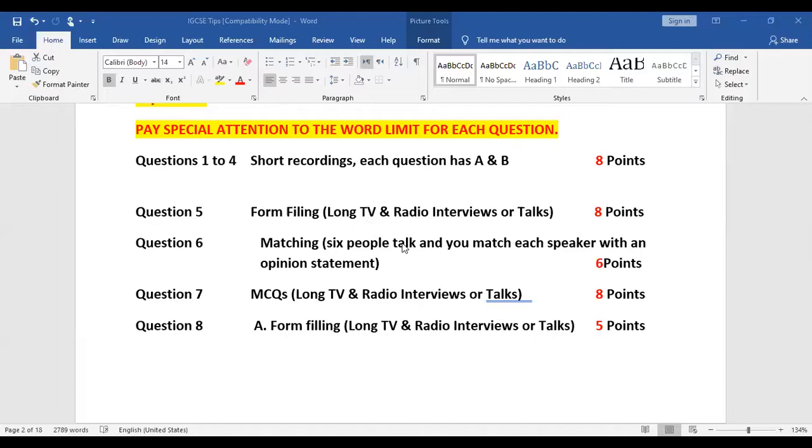In exercise three, this is a matching exercise. You will listen to six people, and these six people will express their views and opinions about a specific topic. And then this is followed by six statements expressing their views. You have to match each statement with one of the recordings. Usually you are given one extra. So six speakers, but seven statements.